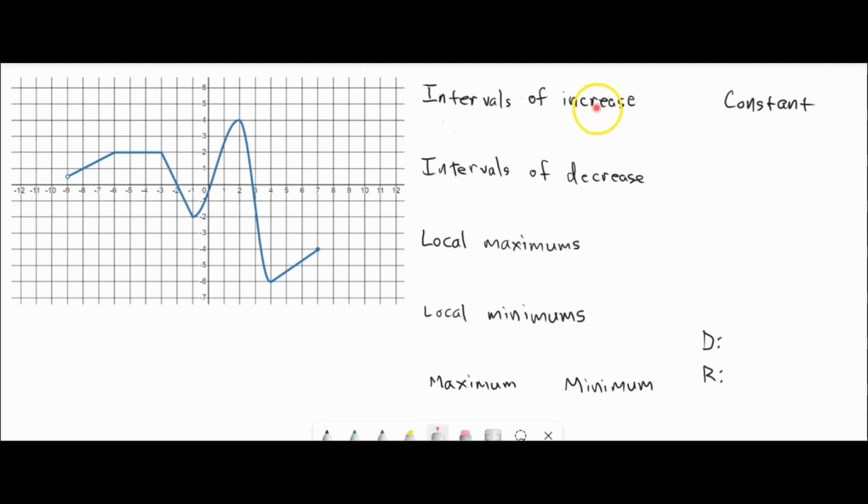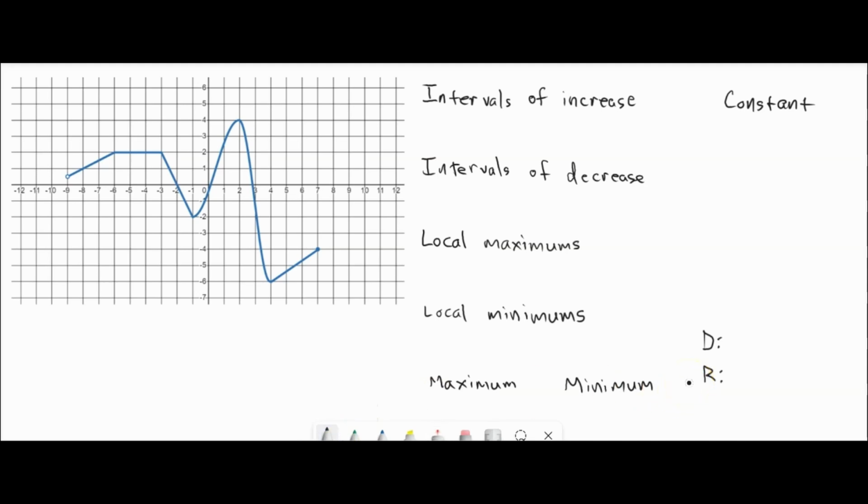When we're identifying intervals of increase and intervals of decrease and the constant intervals, we are going to be focusing on x values, that's this direction. And then when we do the local maximums, the local minimums, and the maximum and minimum, we're going to be focusing on y values, which is this direction, okay? Then of course the domain is going to be x values, and the range is going to be y values, okay? So let's go ahead and see what's going on here.